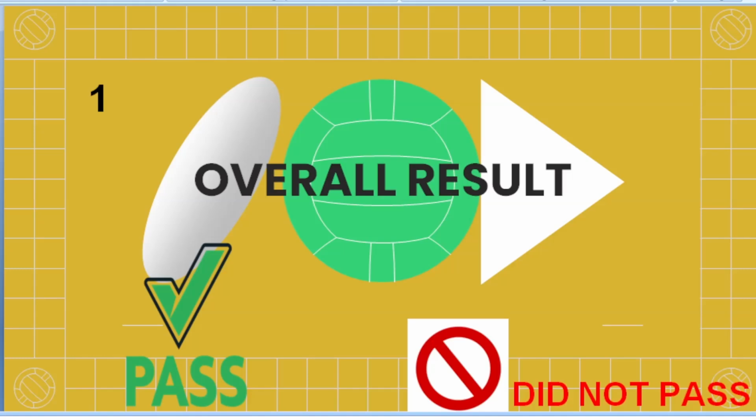Number one, the responses of your assessment are either pass or did not pass. This is applied on the overall result. But how is this applied on the overall result? Let me explain.